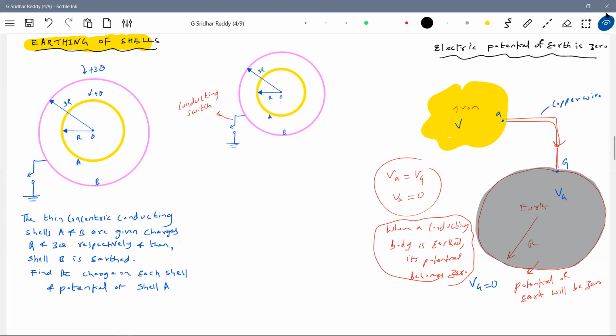Okay, now he's asking, after earthing, the shells A and B are given charges Q and 3Q. After earthing, I'm asking what will be the charge on each surface. Then what is the potential of the shell which is not earthed? Find the charge on each shell and the potential of shell A, which is not earthed. Okay, now what is the method? Here, I don't know what the final charges are after earthing.